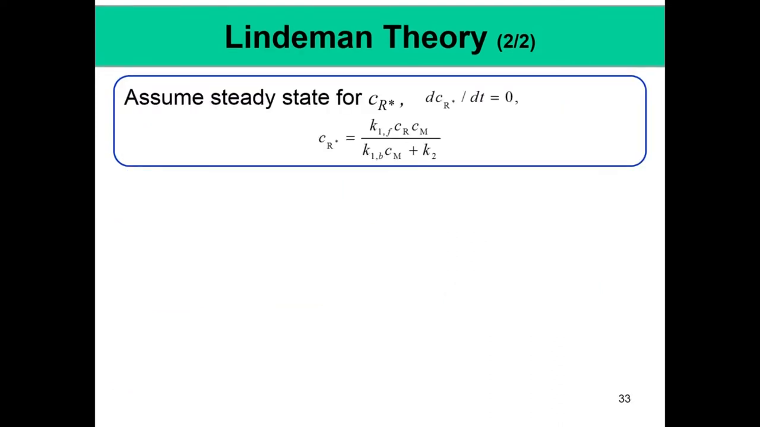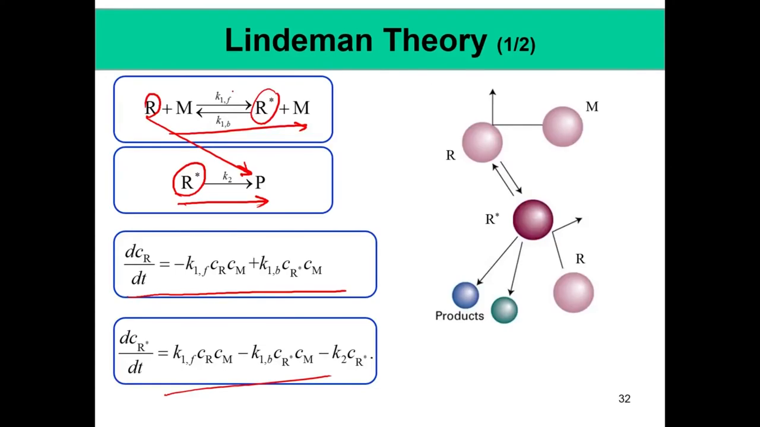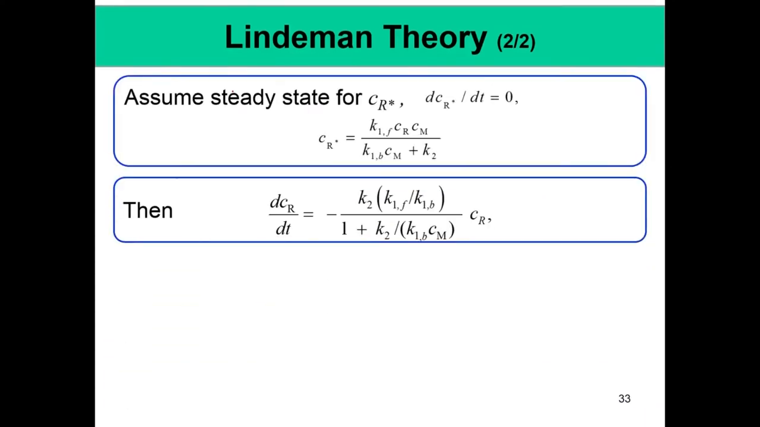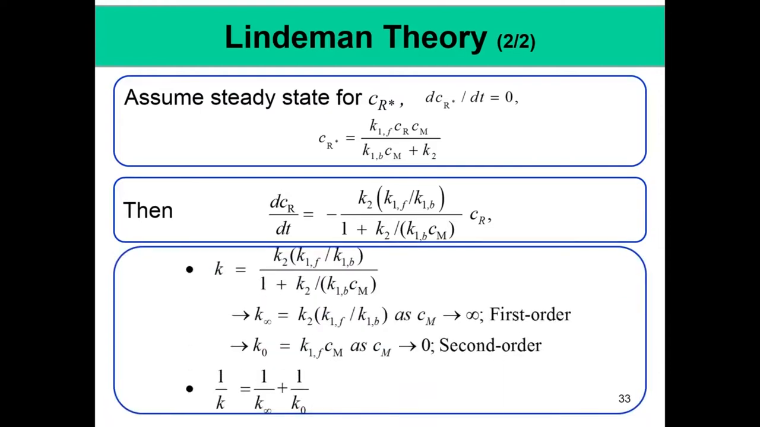And then we can assume steady state for the species R*, but we will not assume partial equilibrium for the first reaction. This is because this will give you the second order nature of the reaction. The final result that you find is interesting: k can be expressed as k2 times k1f divided by k1b, divided by 1 plus k2 by k1b times CM. So you see that CM appears in the denominator, as part of the full denominator.